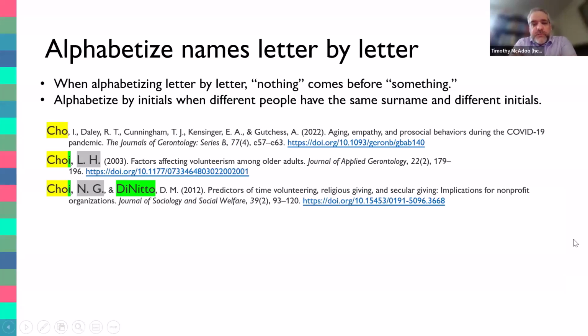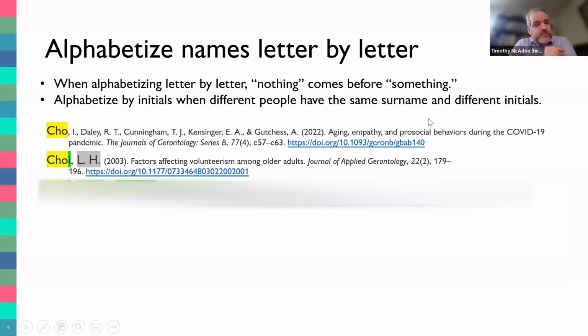So if we look at the first two references here, CHO comes before CHOI because comparing those two names, CHO and nothing else comes before CHO and I. And Chelsea, if you're able to use that red dot, hopefully that'll help us know which of these I'm talking about. This slide is a little dense, but we'll get through it.